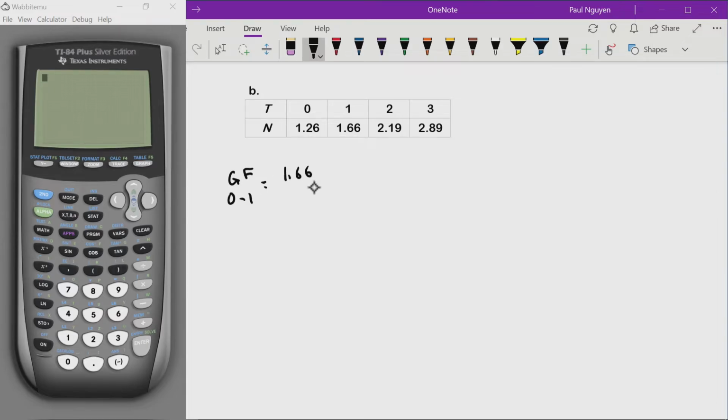1.66 divided by 1.26. And I'll round to 2 decimal places. So that's going to be 1.3. This 1 rounds up to 2 because of that 7. 1.32. Let's calculate the growth factor from 1 to 2.